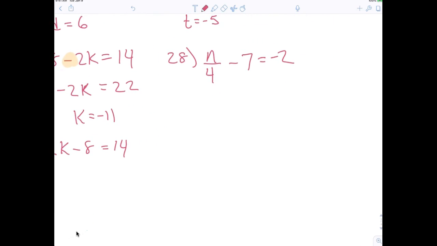Thank you, Justice. So you add 7. Add 7, so I get n over 4 equals 5. Then you multiply by the reciprocal. Yep. So it would be 4n, and then the 4s cancel out. And then it would be 4 times 5. Yes, and that's just 20. So n equals 20. Couldn't have said it better myself.